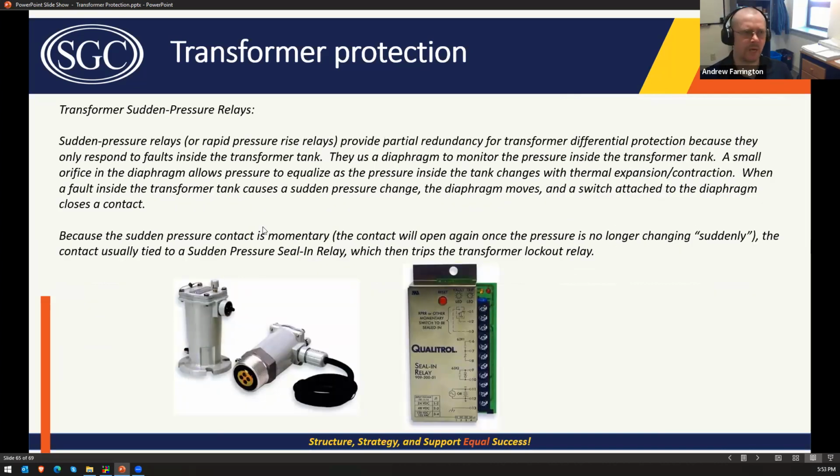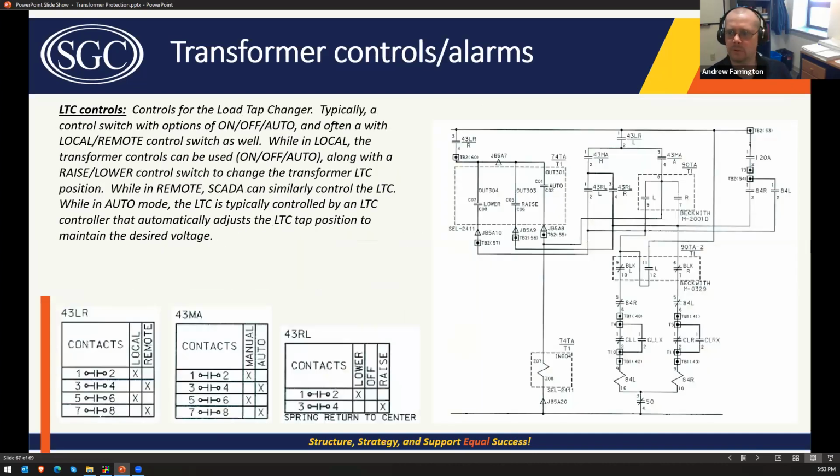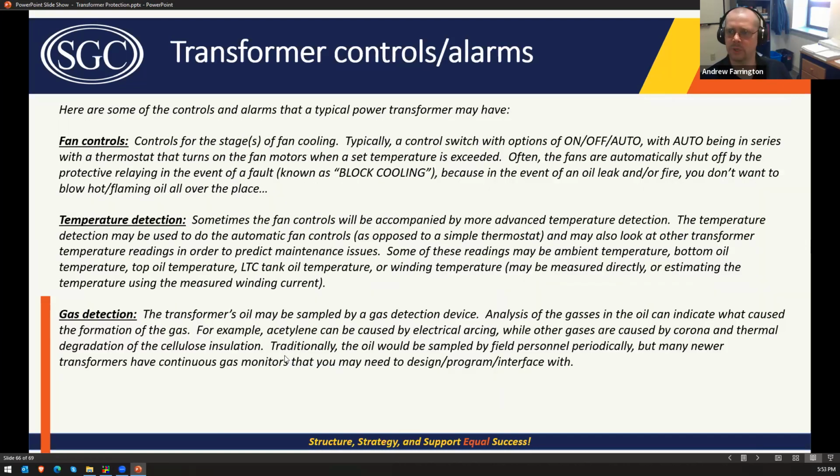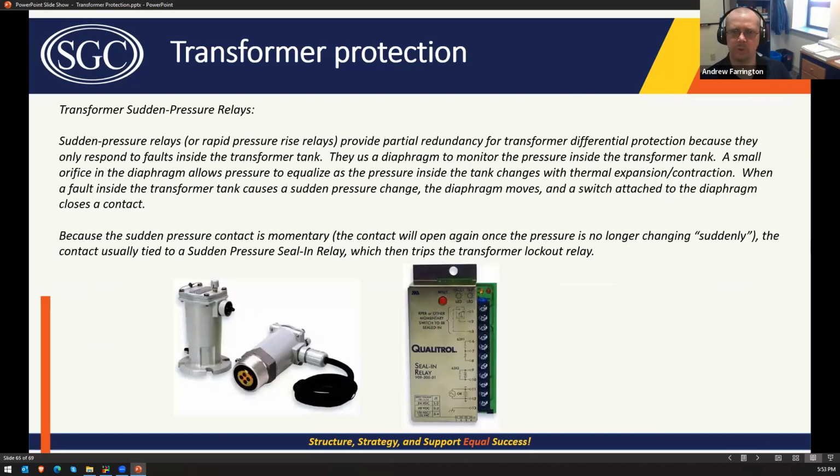Other types of kind of ancillary transformer protection. Geez. Oh, let's just freeze. Okay. Yeah, I'm almost done. I think we're going to be in good shape.